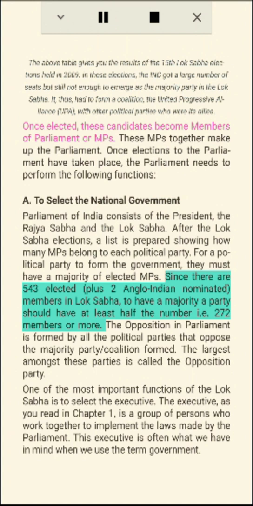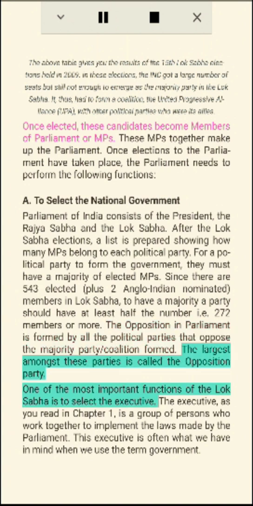Since there are 543 elected plus 2 Anglo-Indian nominated members in Lok Sabha, to have a majority, a party should have at least half the number, i.e. 272 members or more. The opposition in Parliament is formed by all the political parties that oppose the majority party. Coalition formed. The largest amongst these parties is called the opposition party.